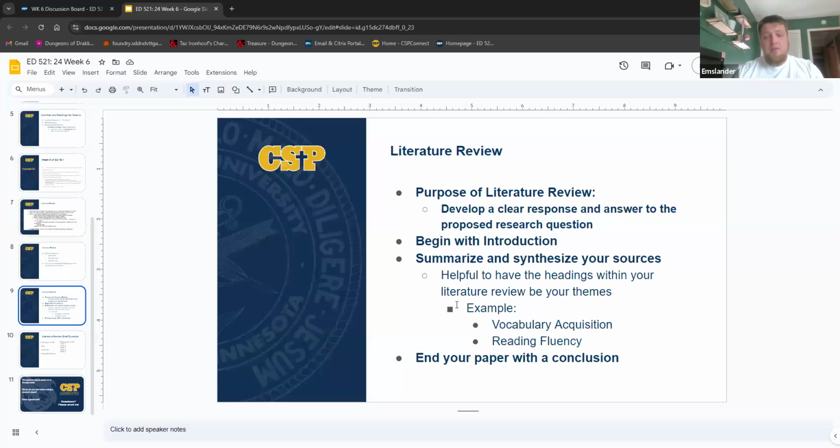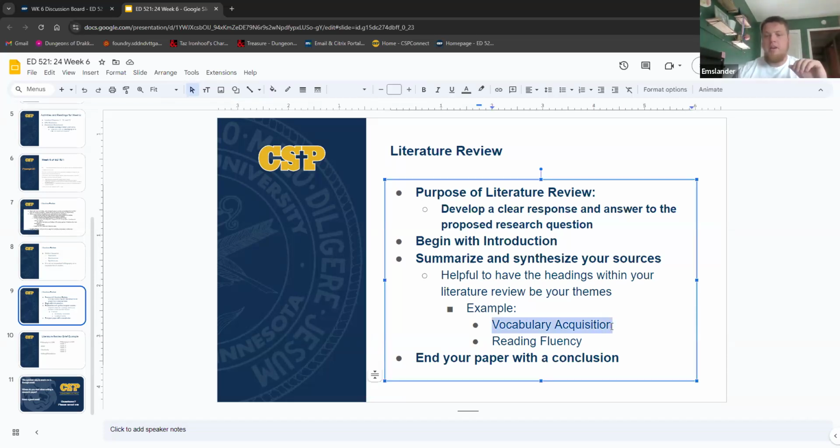Or another example, if we're going actual academic: vocabulary acquisition and reading fluency. Maybe some sub-themes under a research question of how do SEL, trauma-informed practices, impact reading skills and reading skill attainment in kindergartners. Well, some sub-themes might be vocabulary acquisition and reading fluency.